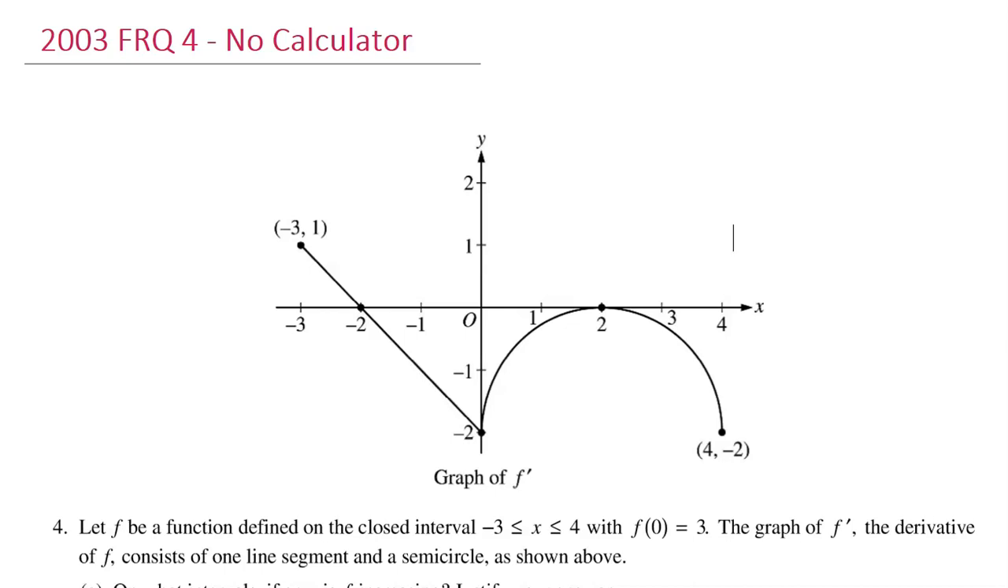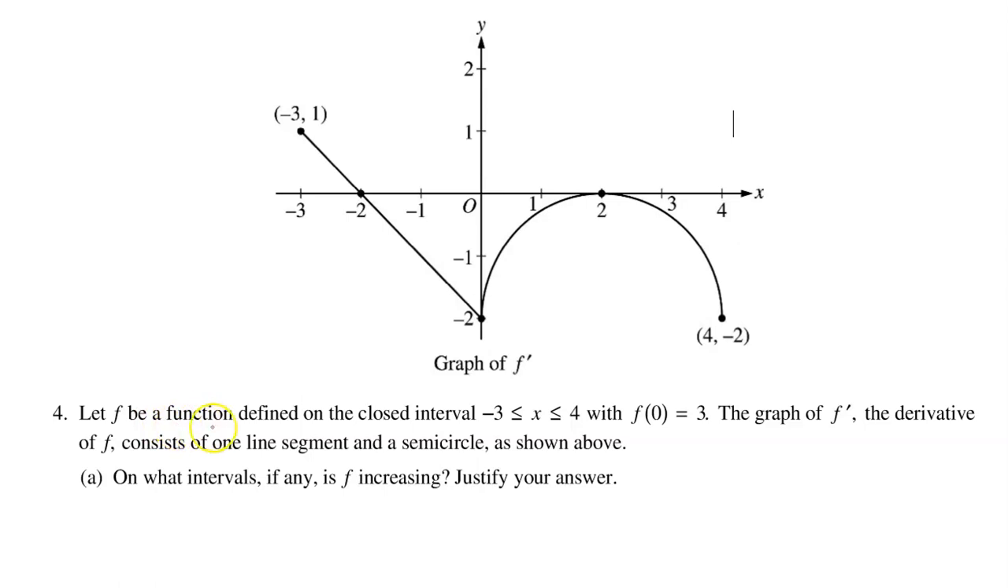In this video, I will walk you through free response question number 4 from the 2003 AP Calculus exam. Let f be a function defined on the closed interval from -3 to 4 with f of 0 equal to 3. The graph of f prime, the derivative of f, consists of one line segment and a semicircle as shown above. Part A. On what intervals, if any, is f increasing?